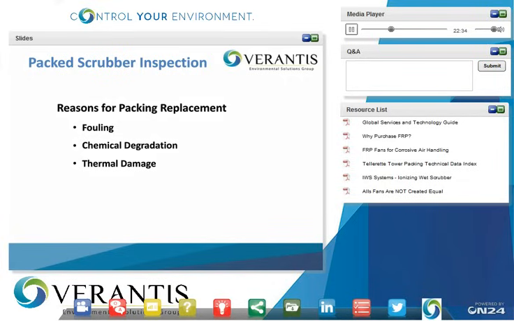So three reasons for packing replacement are typically fouling of the packing that cannot be cleaned in place, chemical degradation of the packing, and thermal damage of the packing. Those are the three typical problems that we see that require packing replacement.